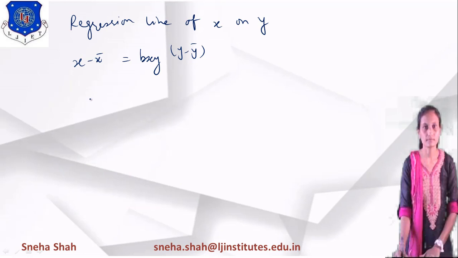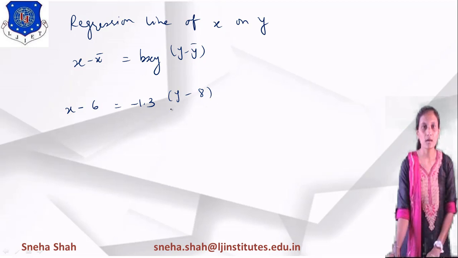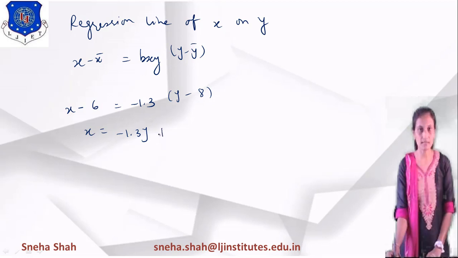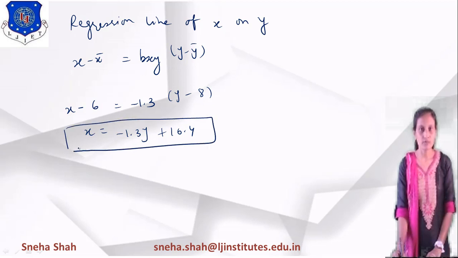Now if I am putting all these values, what is the value of Vxy? The value of Vxy equals minus 1.3. What is the value of x bar? The value of x bar equals 6, and the value of y bar equals 8, right? So if I am simplifying this equation, then I can find out the value of x. Minus 6 goes over here, so the term will be plus 6, minus 1.3 into (y minus 8), plus this 6. So the final answer is 16.4. So this is the final answer of the regression line of x on y.